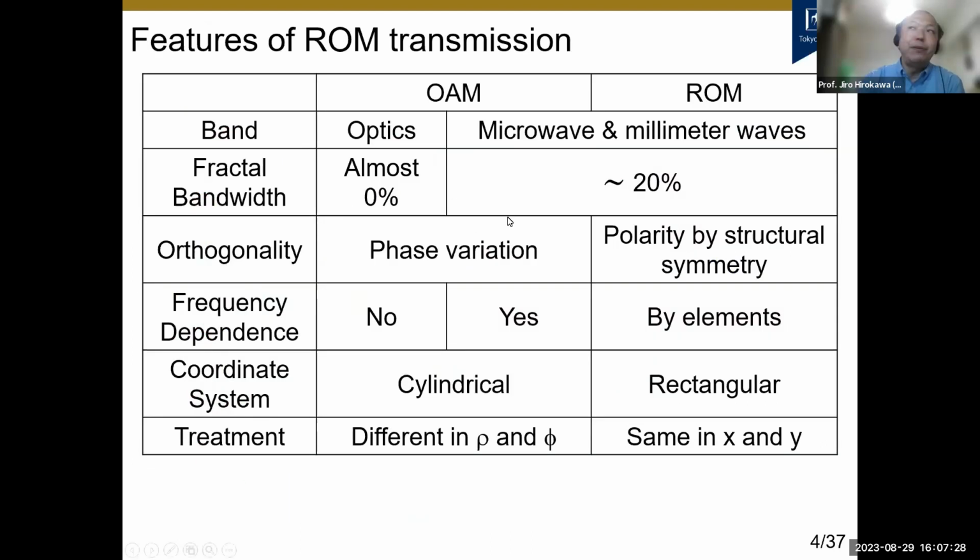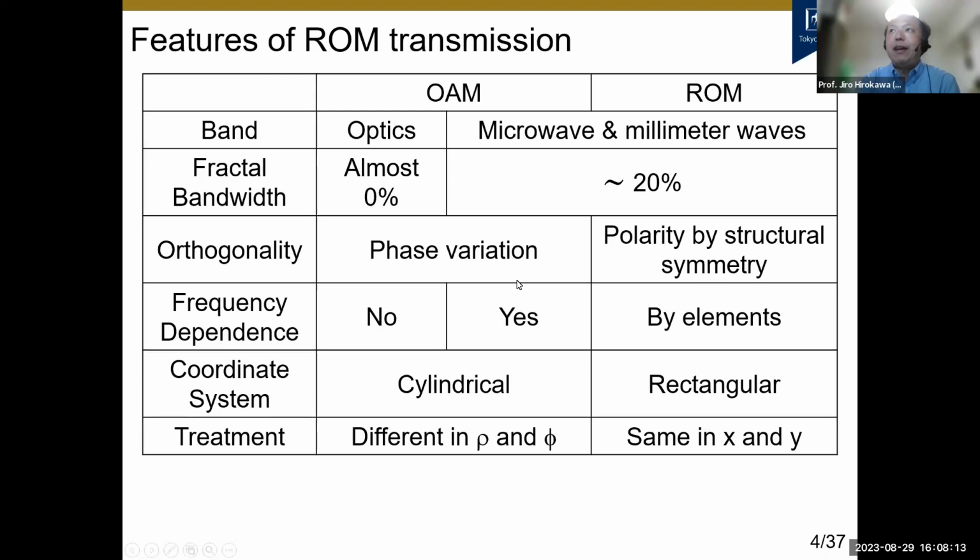As I explained before, OAM was originally developed in the optics area. In optics, fractional bandwidth is almost 0, so we don't need to consider the frequency dependence. However, recently OAM is discussed in the microwave and millimeter wave area. In the microwave and millimeter wave area, sometimes we need a wide fractional bandwidth, around 20% or more. So in this case, we have to consider the frequency dependence of this excitation.